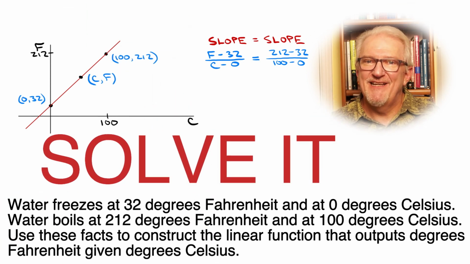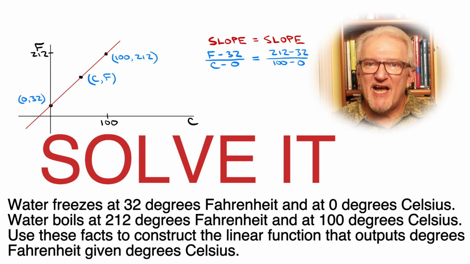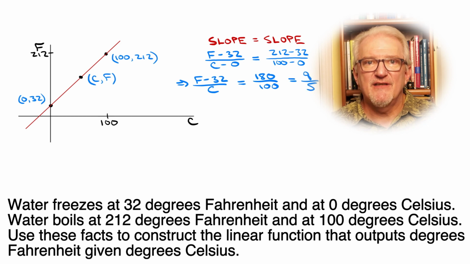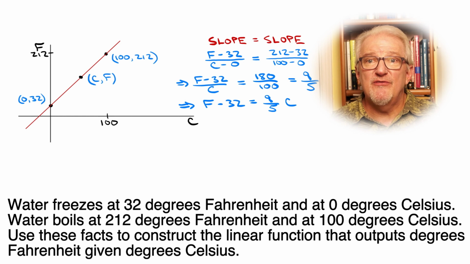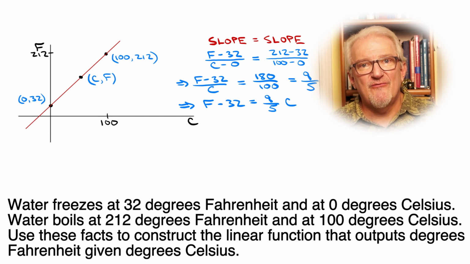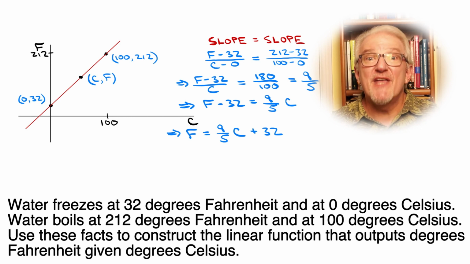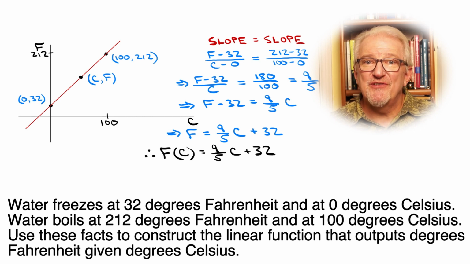Solve it. Simplifying the left and right-hand sides of our equation gives us that F minus 32 divided by C is equal to 180 over 100, which is equal to 9/5. Multiplying both sides by C gives that F minus 32 is equal to 9/5 C. We then add 32 to both sides to see that F is equal to 9/5 C plus 32. We can then express our answer in functional notation by stating that F of C is equal to 9/5 C plus 32.